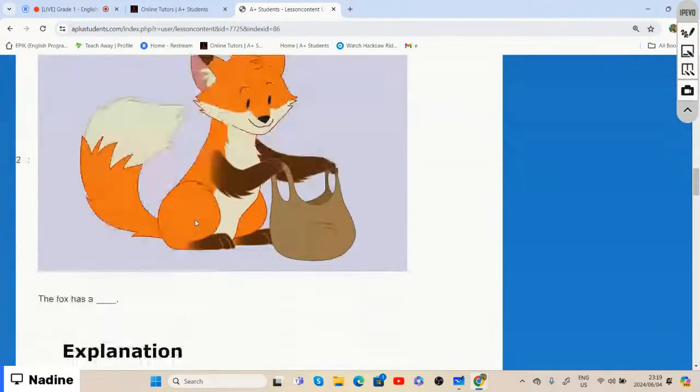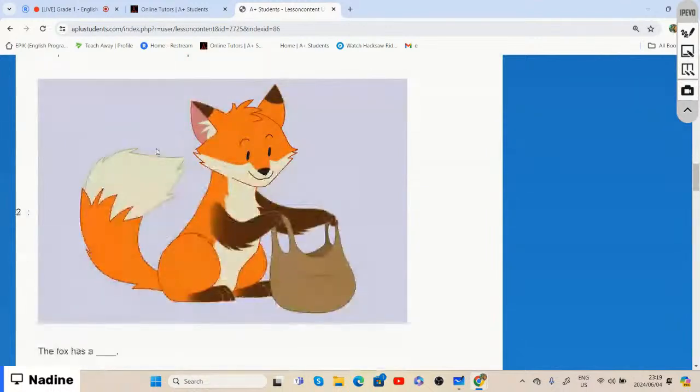All right, if we look at this picture over here, of the fox, it says the fox has a, so what does the fox have in his or her hand, or its hand? Its hand. The fox has a, so what does the fox have? Look at the fox. Look what's in the fox's hand.